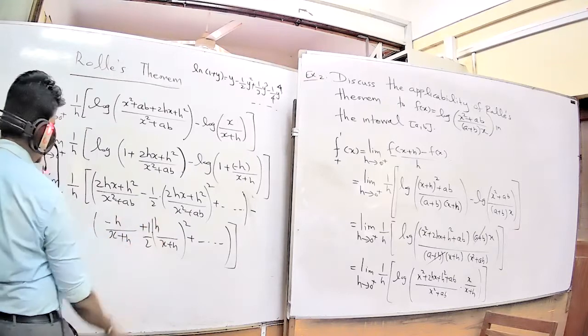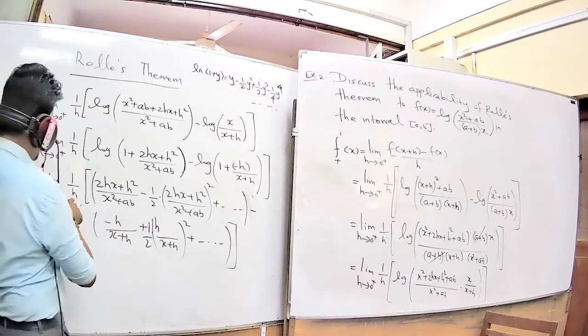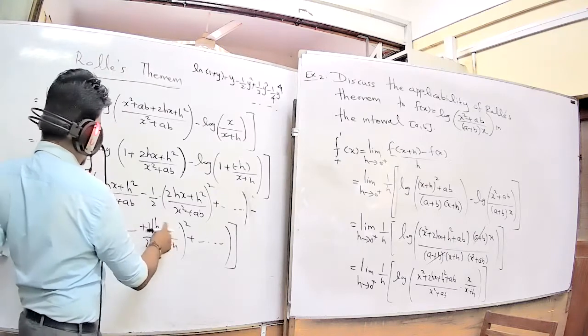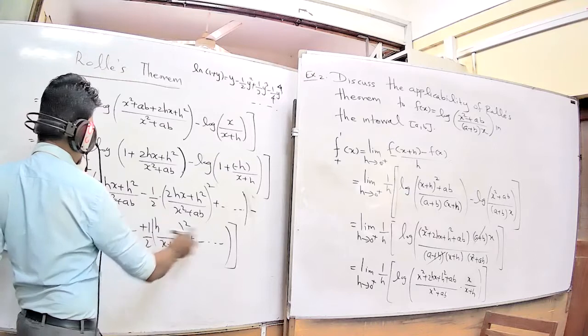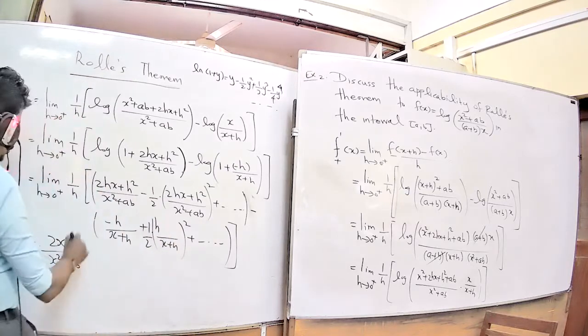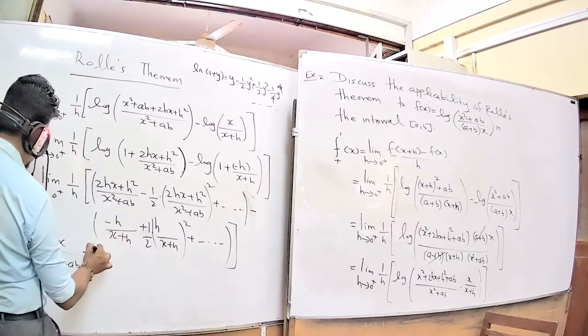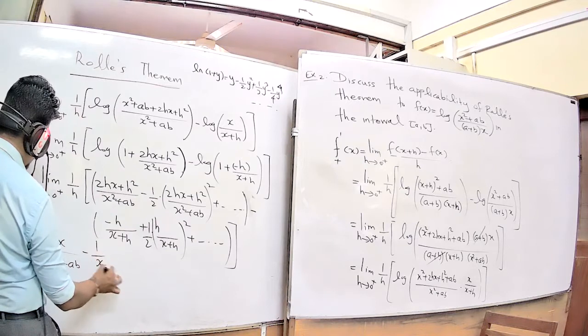Here there is an h squared term. Suppose you take one h term here, then you have another remaining h term. Therefore the other terms should be 0, right? Therefore only the first term is minus 1 over x.